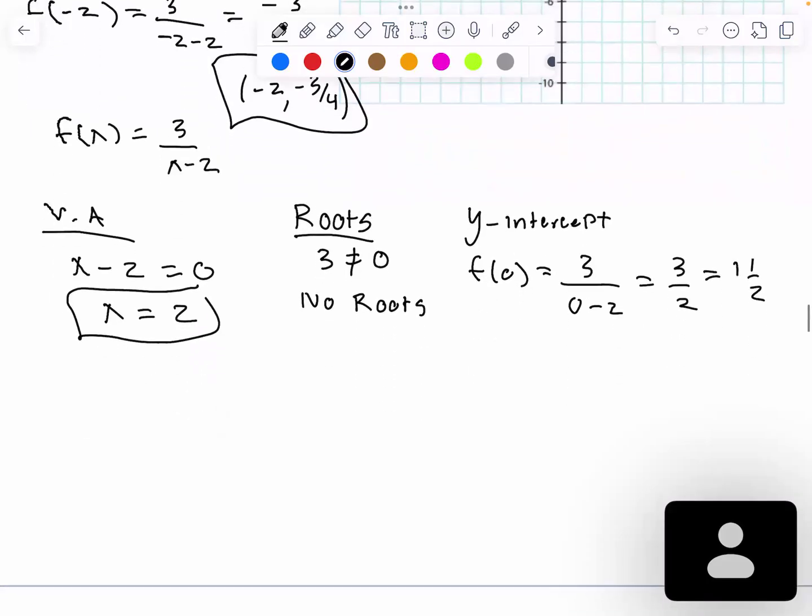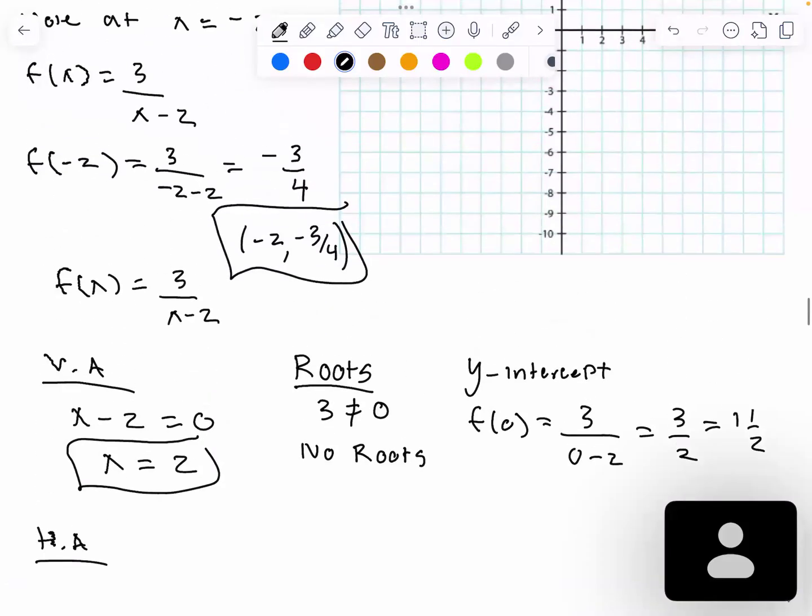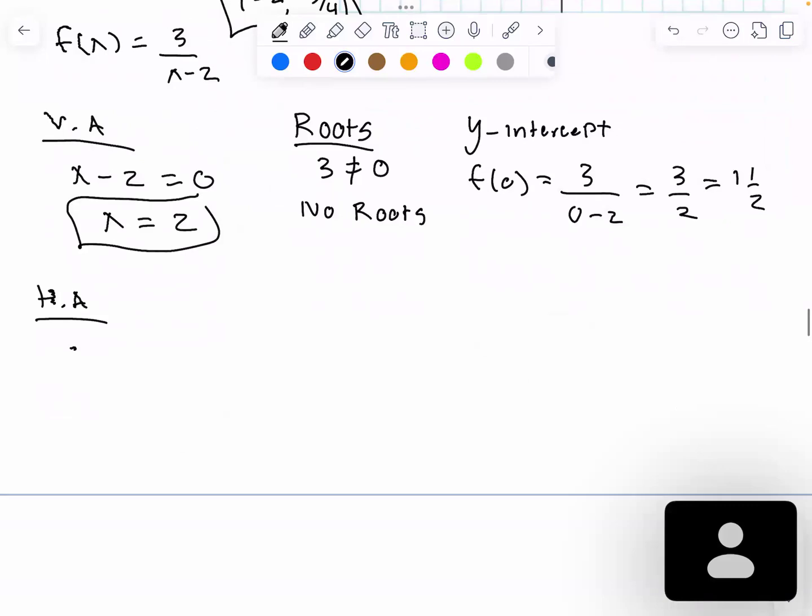The last thing we need is the horizontal asymptote. And by this, we compare the degree on top to the degree on bottom. So we look at the degree on bottom is 1, the degree on top is 0. So the degree on bottom is bigger, right? So it grows much faster. Think about it like, what if I had something like this? What value would it approach? Well, it would approach 0. So we have a horizontal asymptote at y equals 0.